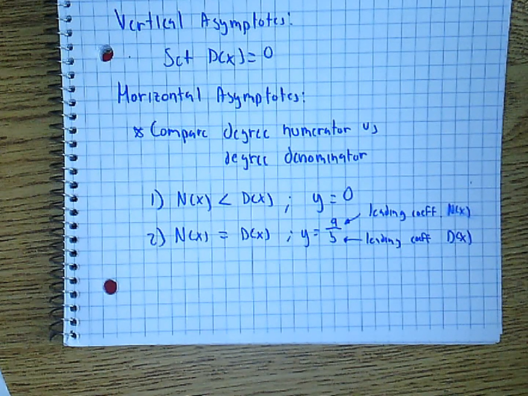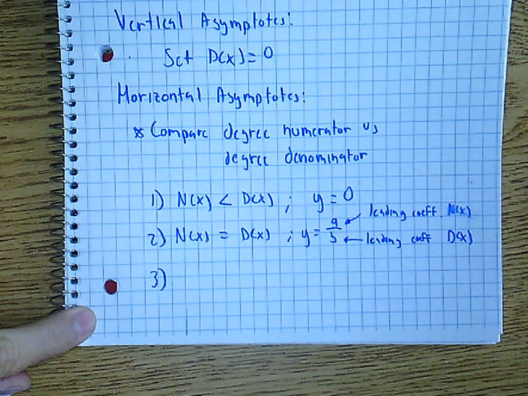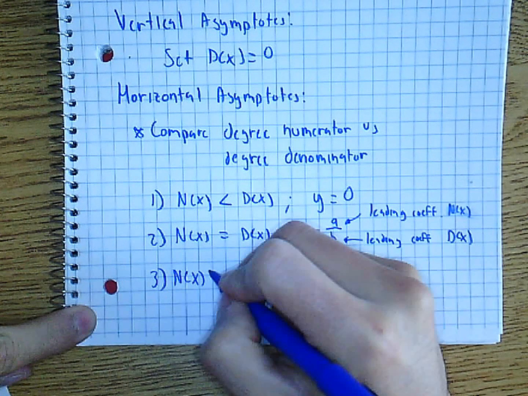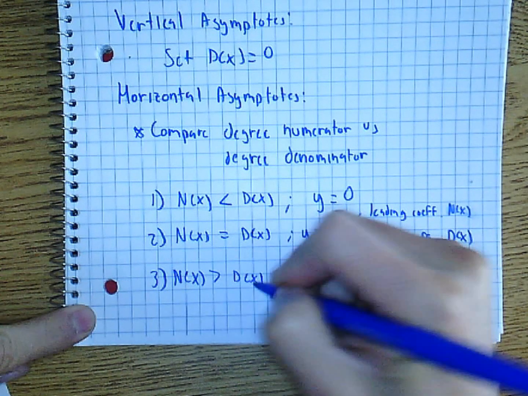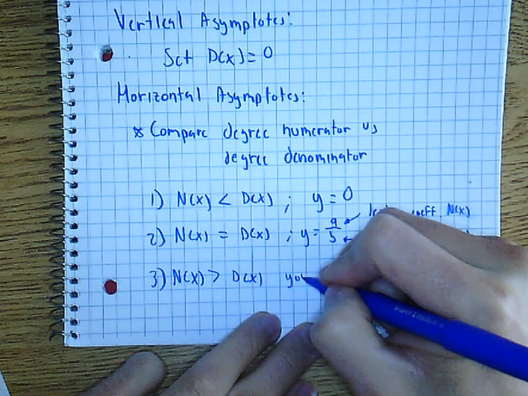Okay? And lastly, number 3, our last scenario would be if the degree of your numerator is bigger than the degree of the denominator, you have something called a slant asymptote.